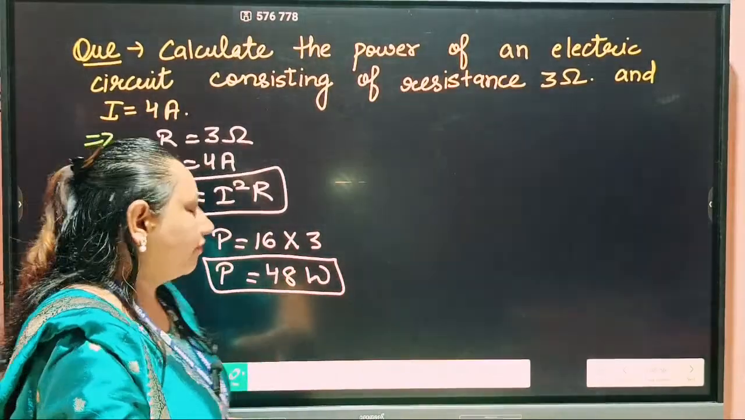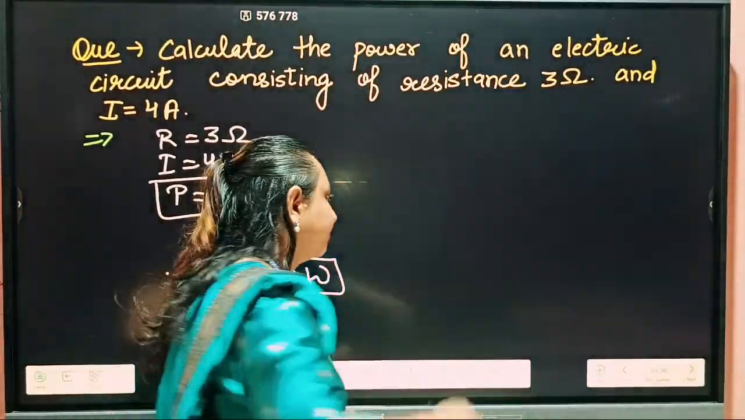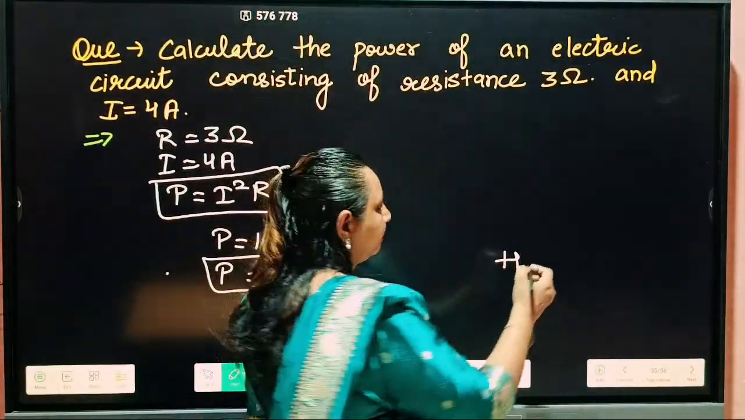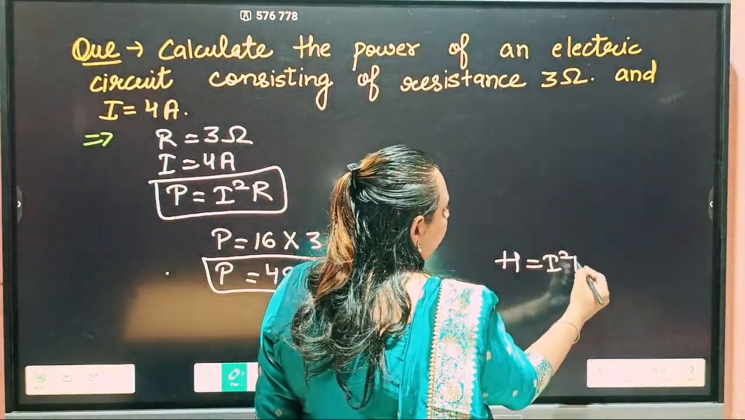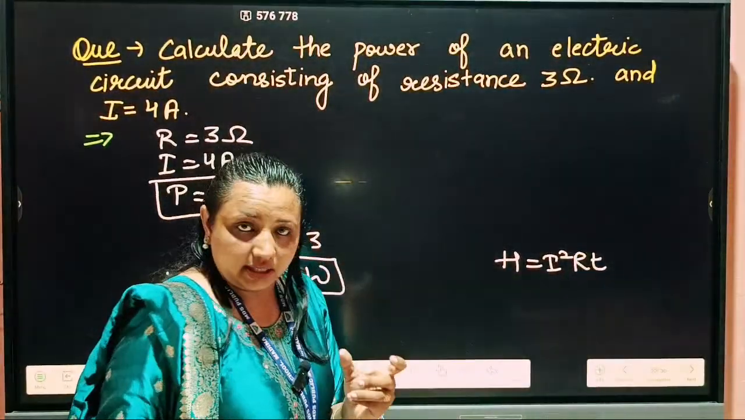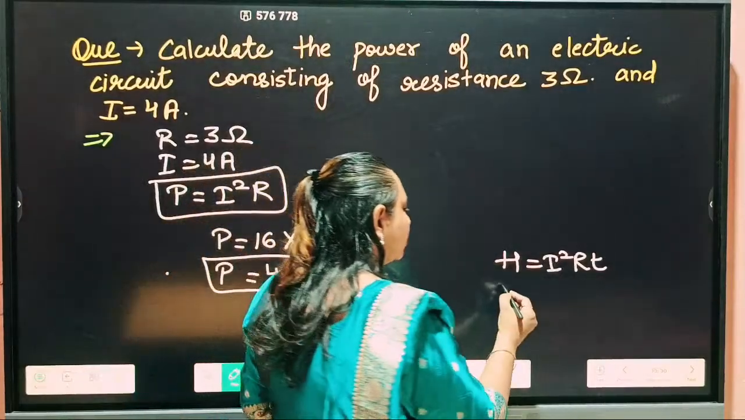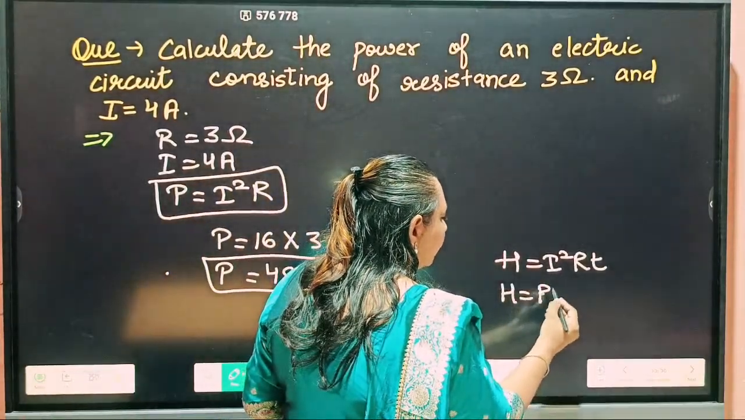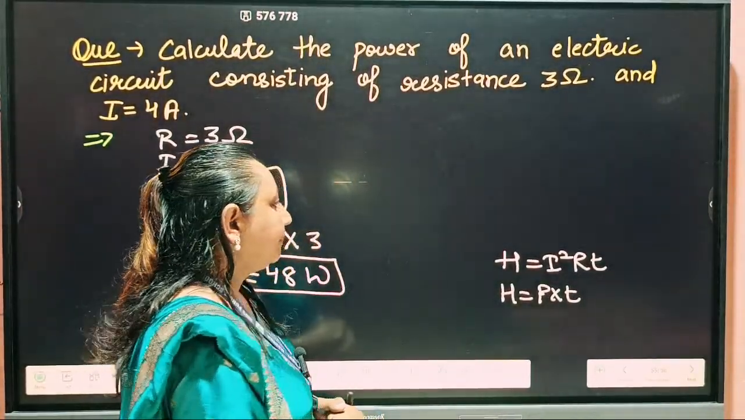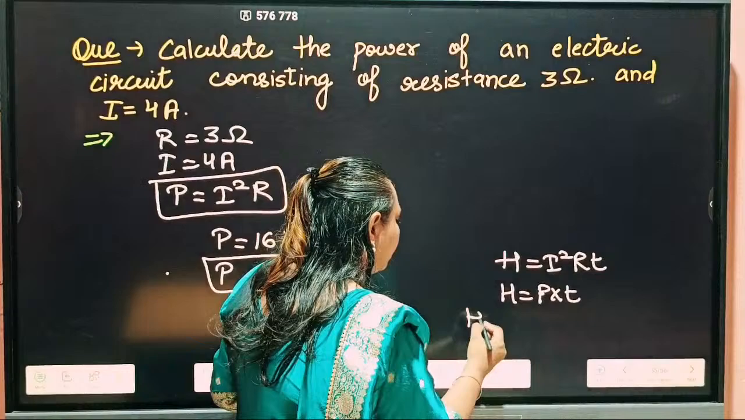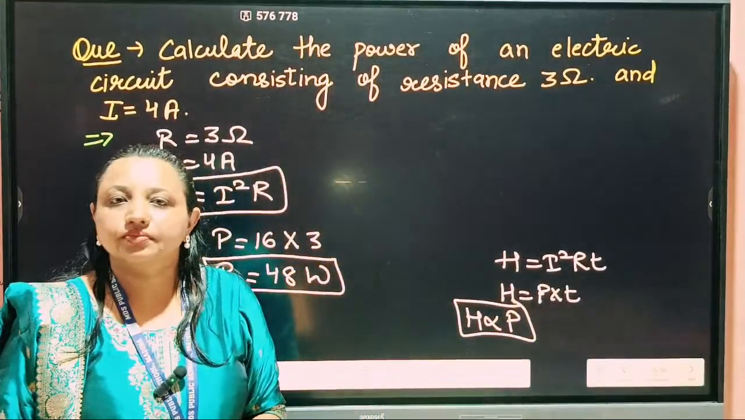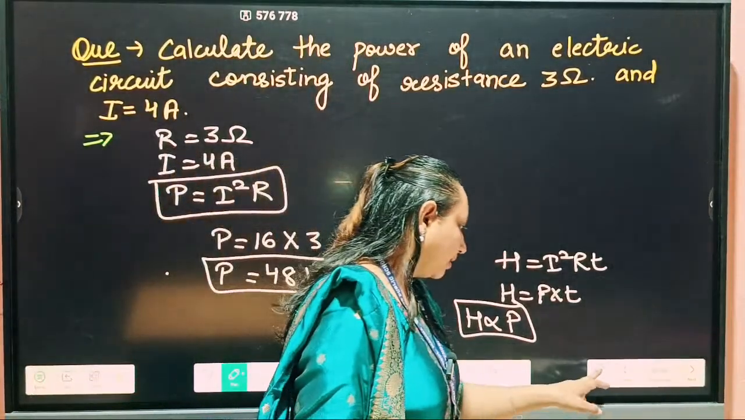And when we talk about heat energy, we also derived the formula for the heat energy in Joule's law of heating. H is equal to I square RT. What is I square R? We can put power here, right? So H is equal to P into T is also heat energy. So H is directly proportional to the power. So remember it also.